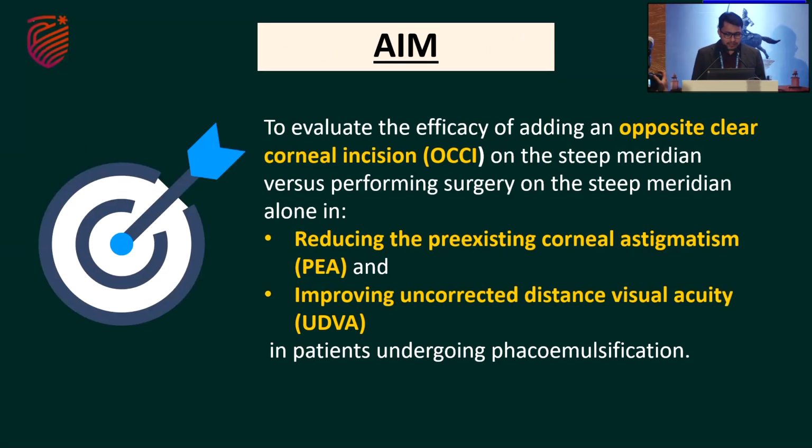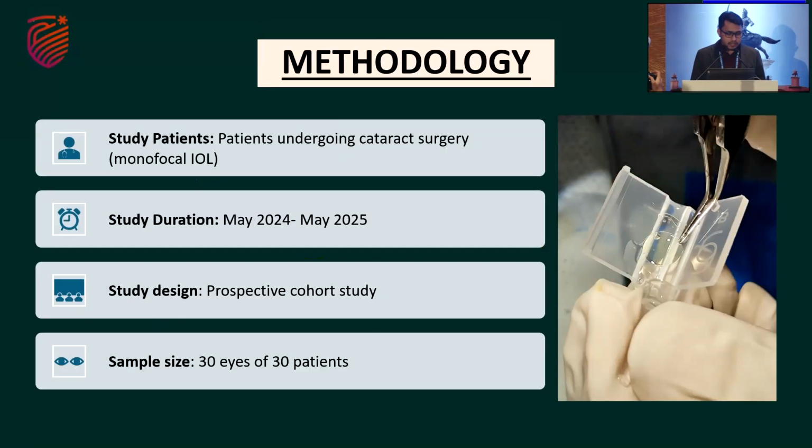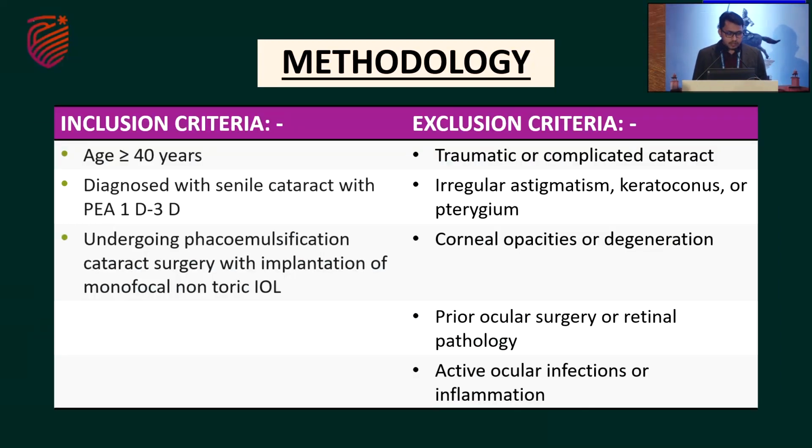So the aim remains the same, to evaluate the efficacy of adding an opposite clear corneal incision, and we assessed how much was the reduction in the pre-existing corneal astigmatism and the visual acuity. Patients underwent cataract surgery with monofocal IOL, followed for a period of 1 year. It was a prospective cohort study with 30 eyes of 30 patients. These were the inclusion and exclusion criteria, inclusion being mainly senile cataract and patients undergoing monofocal non-toric IOL.